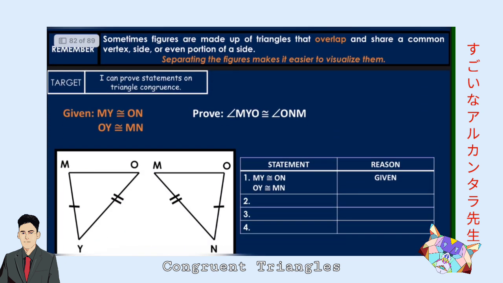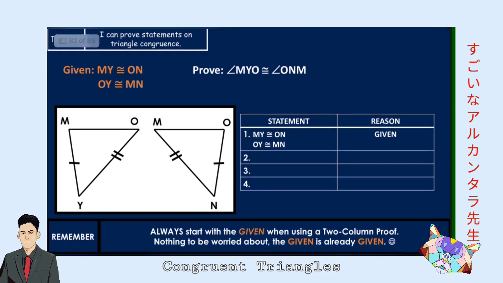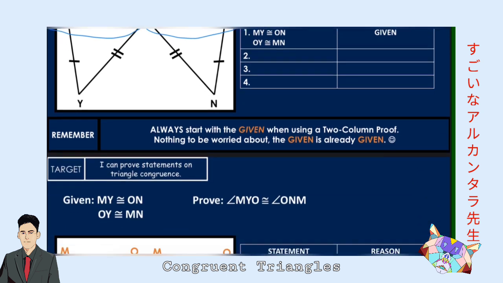That's your first statement and reason. You write it there. Followed by what else you can notice. They overlapped earlier at this part. This is where they share. MO. So basically, MO is the same as MO, right? Nothing complicated. Reason, reflexive.